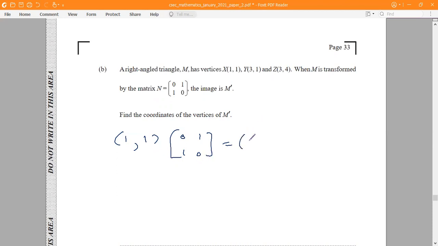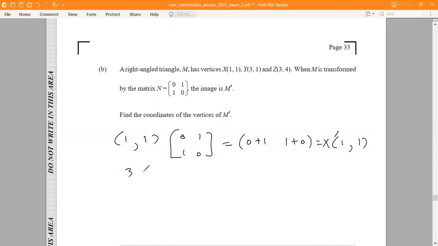So 1 times 0 is 0, plus 1 times 1 is 1. And 1 times 1 is 1, plus 1 times 0 is 0. So we get 1, 1 as our value for x prime. Right, x prime is 1, 1.